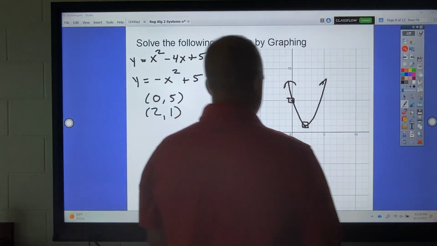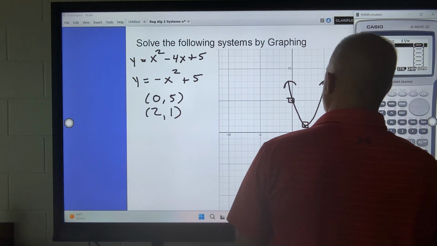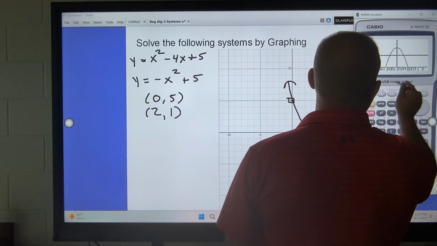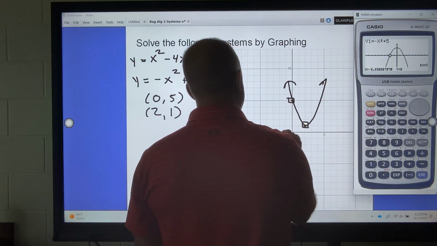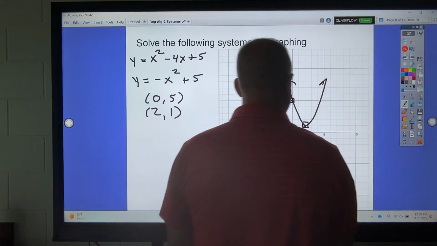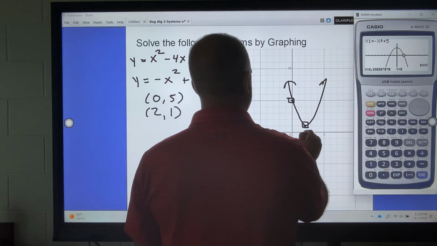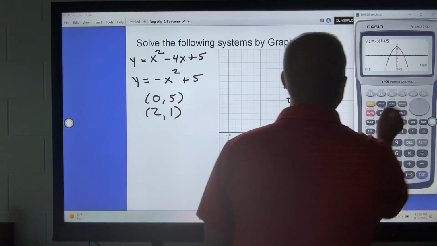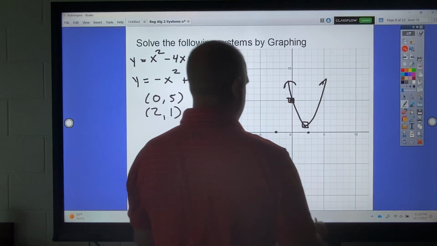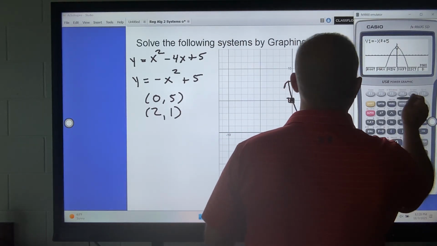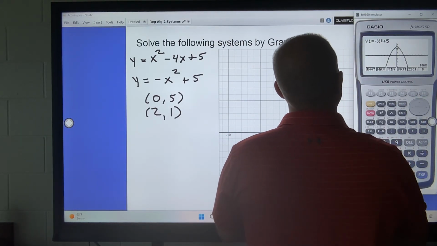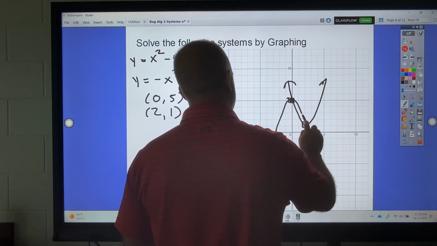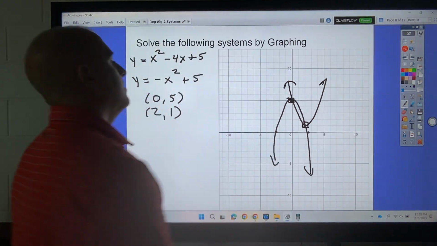Okay. Let's put in the second one. I got negative x squared plus 5. All right. G-Solve root: negative 2.2. So here and here. Okay. All right. G-Solve maximum: 0, 5. So that's going to be here again. G-Solve y-intercept is the same thing. So what this is going to do is go through this point, go through this point, go through this point, and go through that point. Okay.